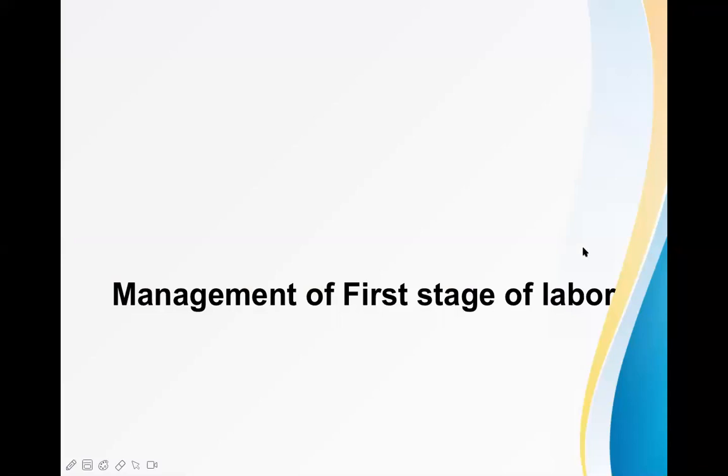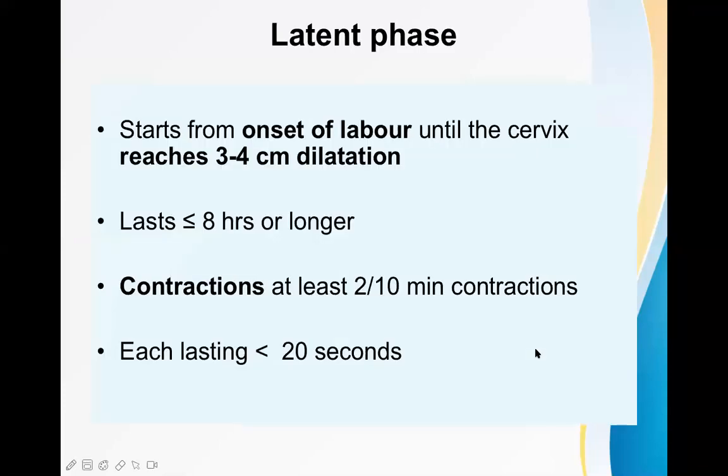After knowing all these anatomical diameters, let's talk about how to manage the first stage of labor. Now, the first stage of labor is divided into 2 phases. Every student knows that by now. The first phase is called the latent phase, and the second is called the active phase.